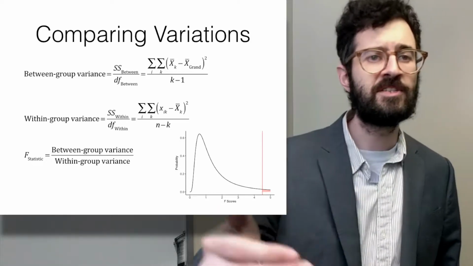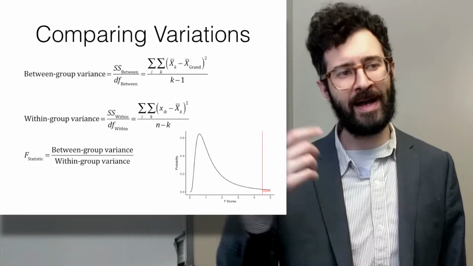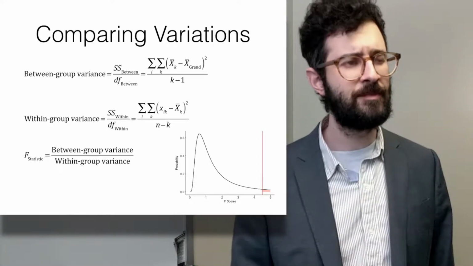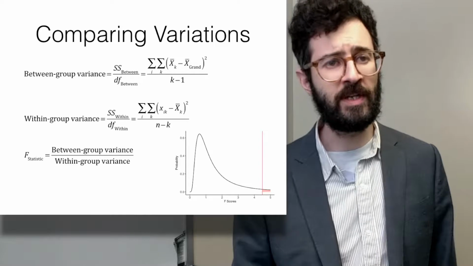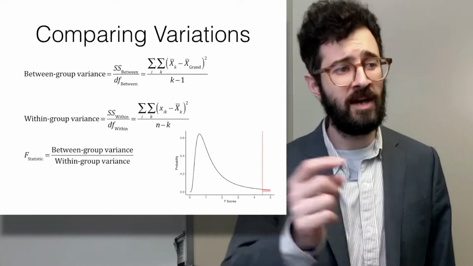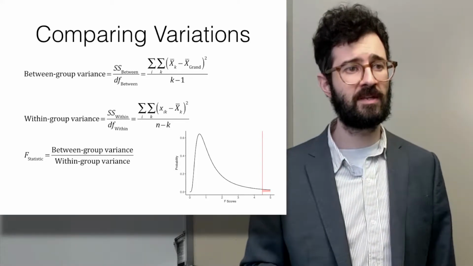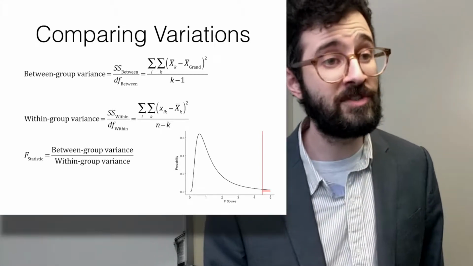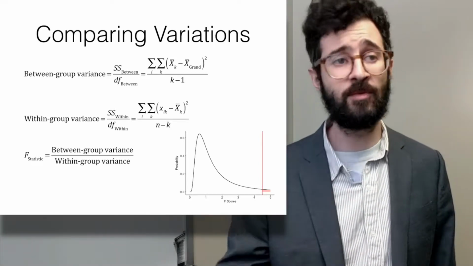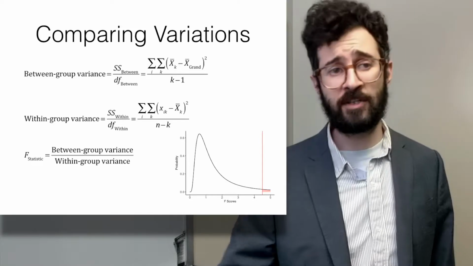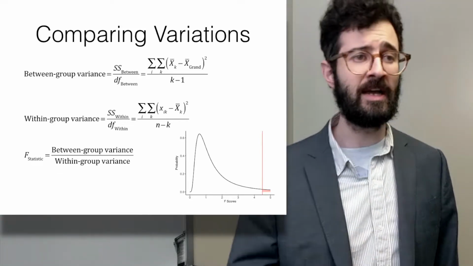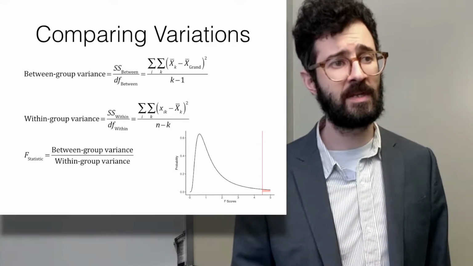We can then repeat this process. So we can go back to those populations, take random samples again, calculate the between and within group variations, and form another ratio, another F statistic. We could then do this a third time. Go back to our populations, take another random sample from each, calculate the within and the between group variation, and then calculate a third F statistic.